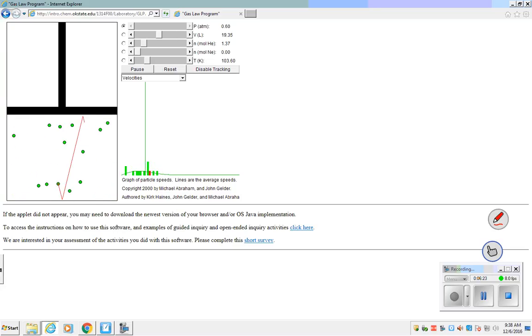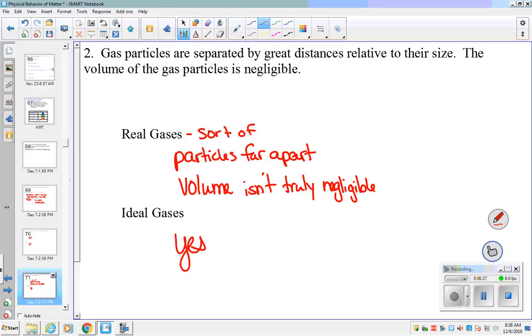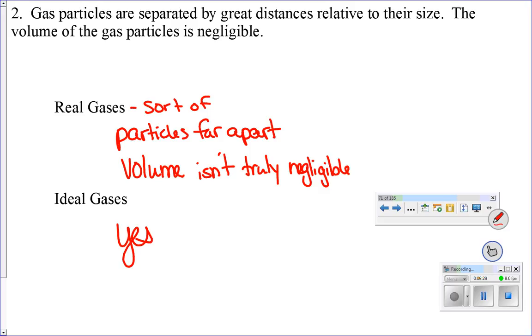So when we say something's negligible, it means it's completely able to be ignored. For the most part, we can kind of ignore the volume of the individual particles, but it isn't truly negligible. So that's sort of true.